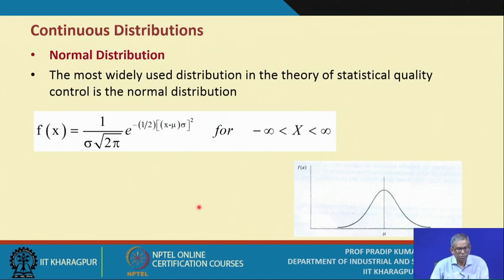There are two parameters we have: one is sigma, and the second is mu. Mu is the mean, and sigma is the standard deviation. This is the typical distribution, f(x) versus x, a symmetric distribution with mean mu and standard deviation sigma.